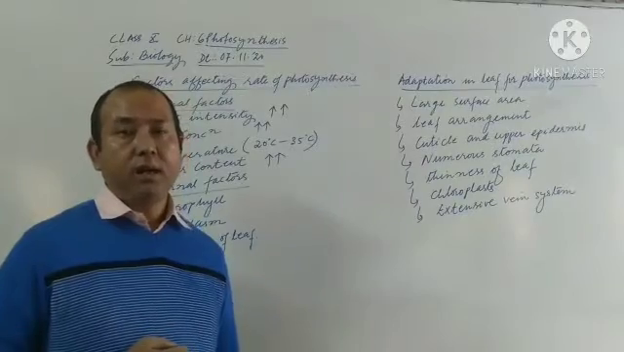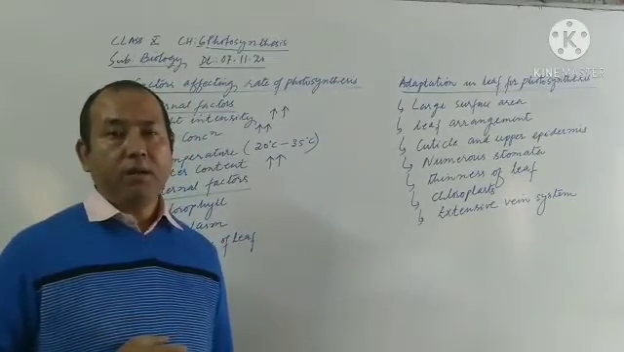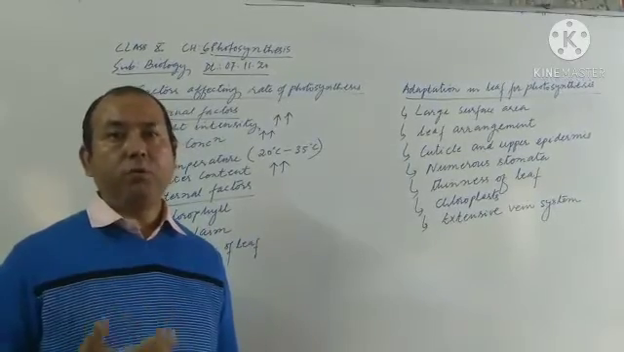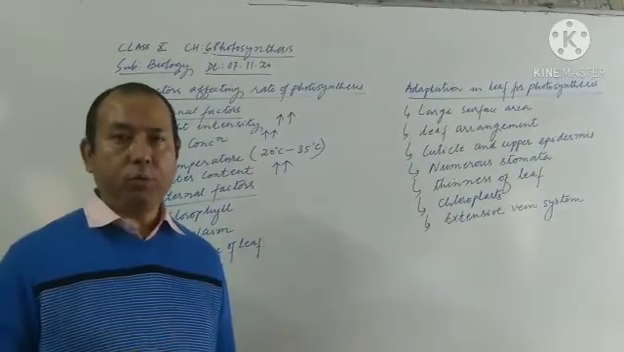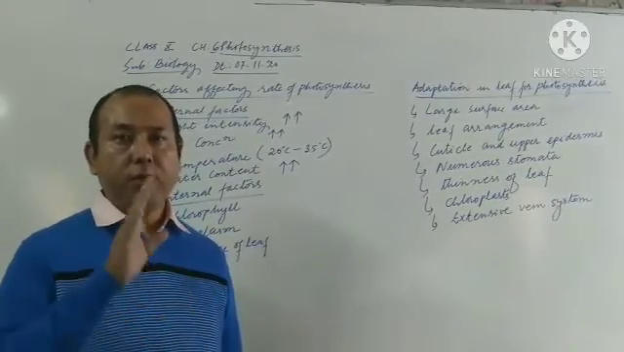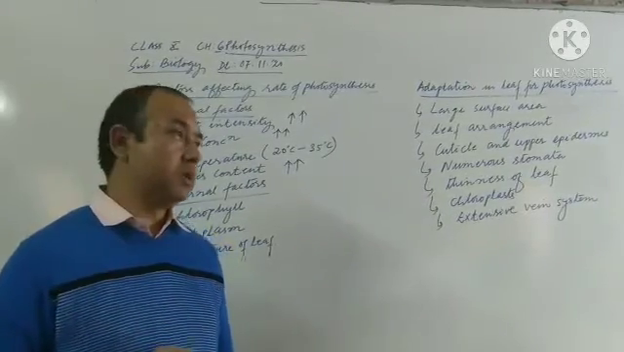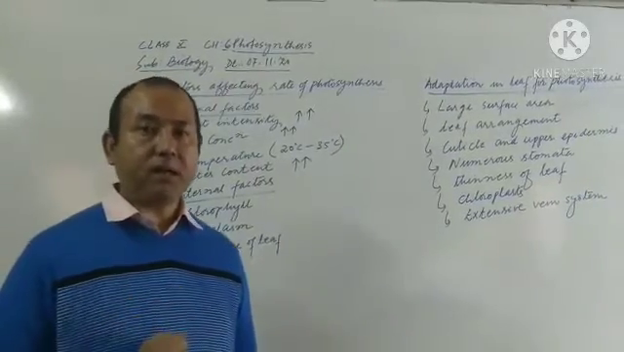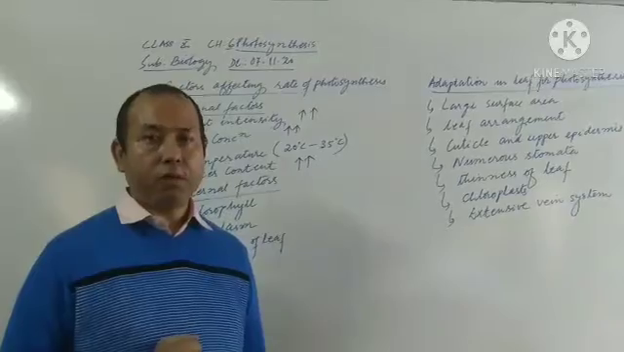Then the last one, that is water content. Water is again another raw material for the process of photosynthesis. So more water in the plant, more will be the rate of photosynthesis. Less water in the plant, lesser will be the rate of photosynthesis. So just now we have discussed the external factors that affect the rate of photosynthesis.